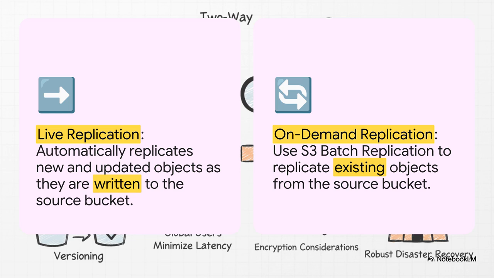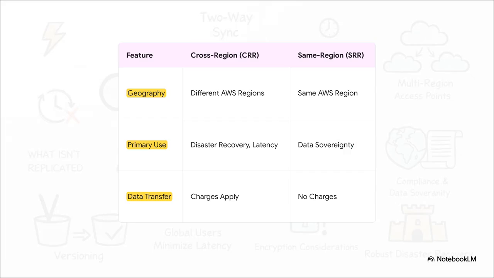Simple. But what about the mountains of data you already have sitting there? For that, you use on-demand replication with a tool called S3 Batch Replication. This is your go-to for backfilling a new bucket with terabytes or even petabytes of existing data. Now, this is where it gets really interesting, the where.